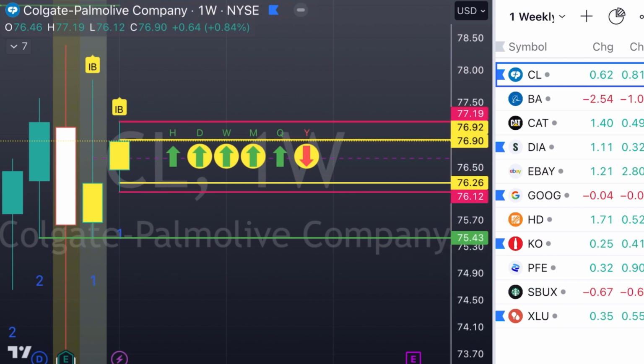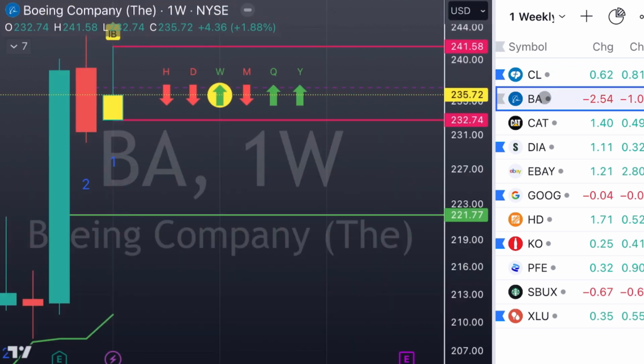Now, CL has that daily chart on it that we looked over. So that's those two yellow lines that we looked at. So if we trigger the day, we're looking to also trigger the week in that same direction. So pay attention to that if you're looking at CL on the weekly. We move on to BA.